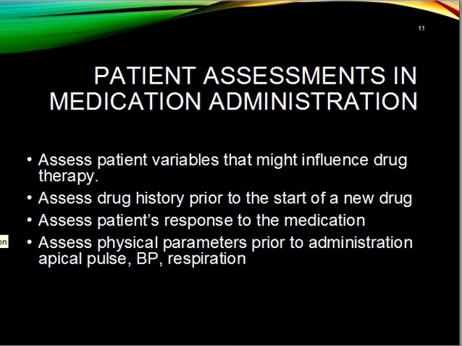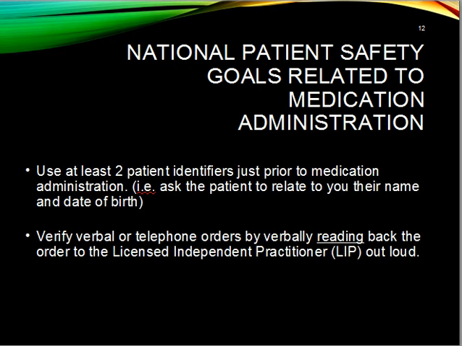Patient assessment and medication administration. You need to assess patient variables that might influence drug therapy, assess drug history prior to the start of a new drug, assess patient's response to the medication, and assess physical parameters prior to administration, apical pulse, BP, respirations. Some medications, it's essential that you do this, such as digoxin. You would need to take an apical pulse prior to giving to make sure that it's not below 60, as an example.